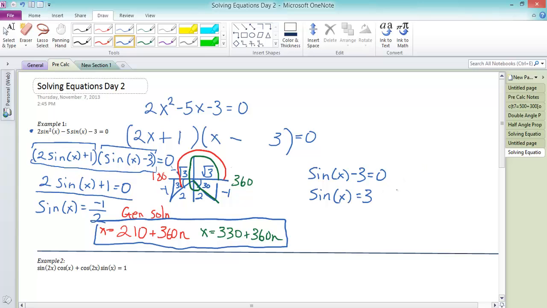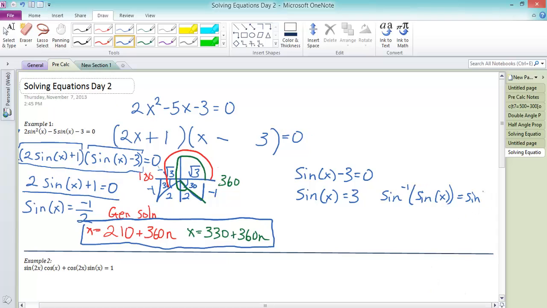And then what I'll do is I'll take the arc sine of both sides. So the sine to the negative 1 of the sine of x is equal to the sine to the -1 of 3. Now I know that the sine of the arc sine cancels with the sine, and I'm left with x equals the arc sine of 3.